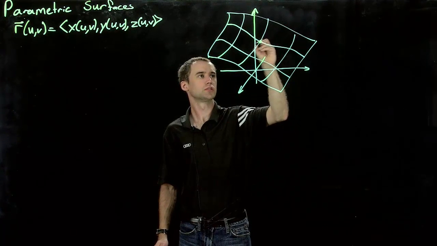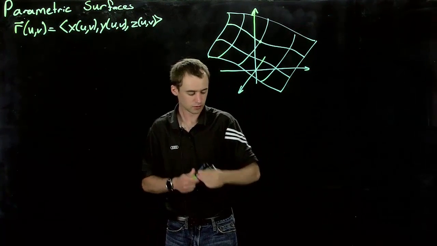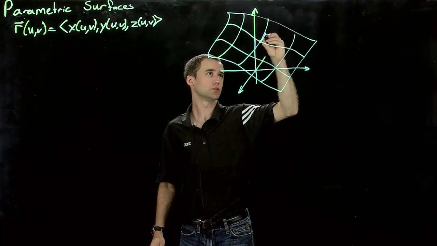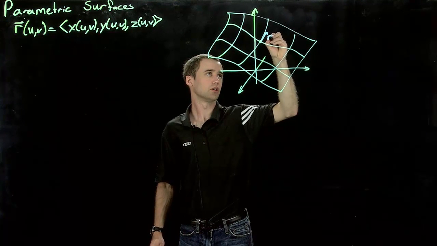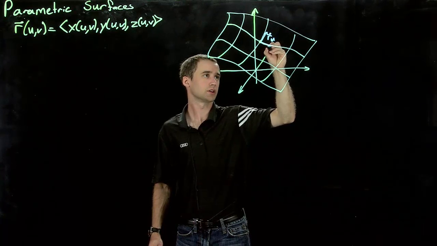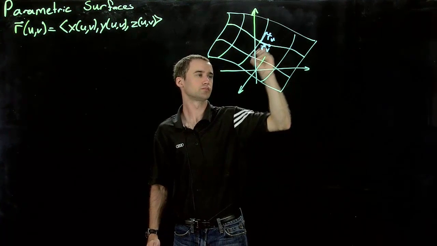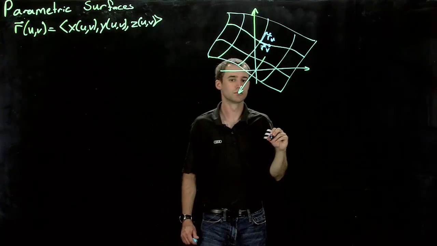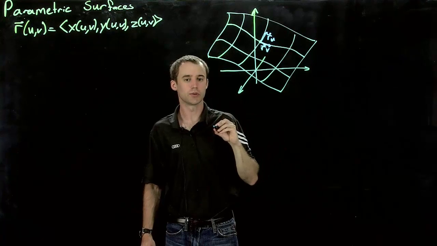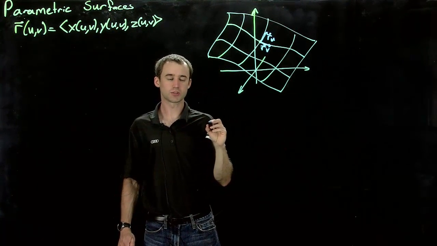Suppose this is a point we want to look at. Now it has our two vectors. Suppose this one is Ru, just like in the last section, and this is our Rv. Now recall we can find the area of this parallelogram by taking the magnitude of the cross product.